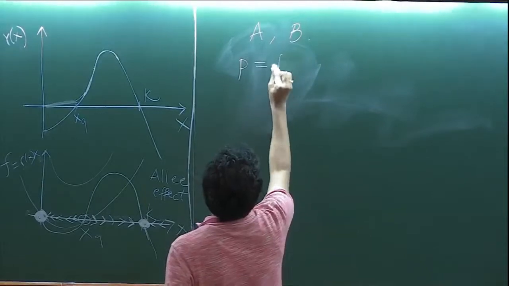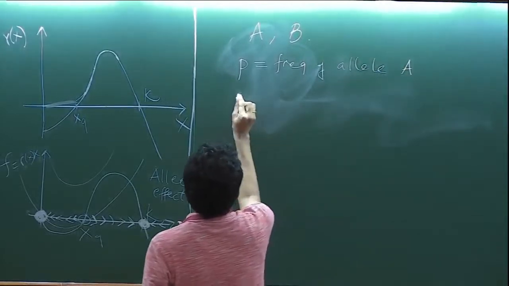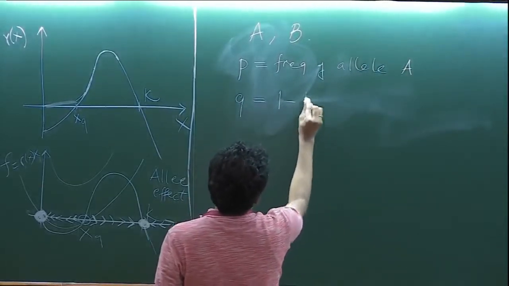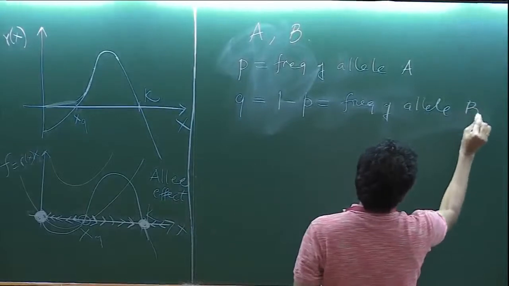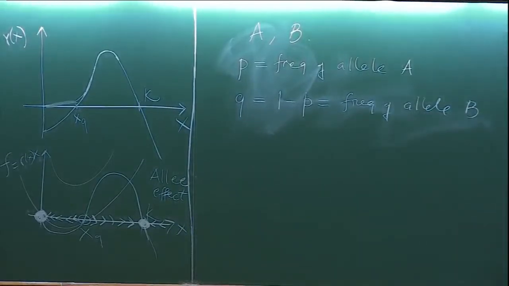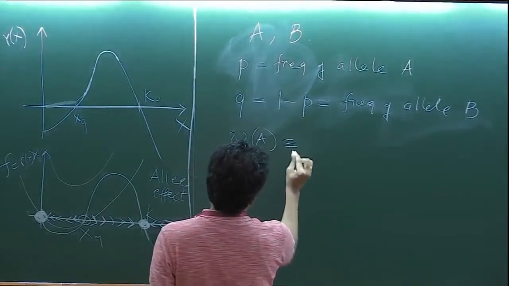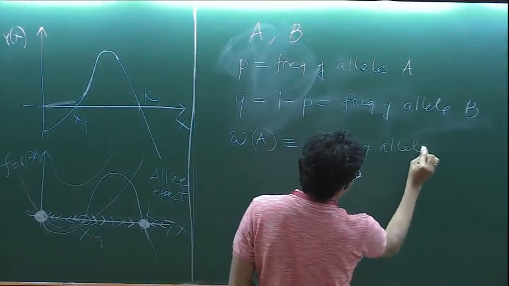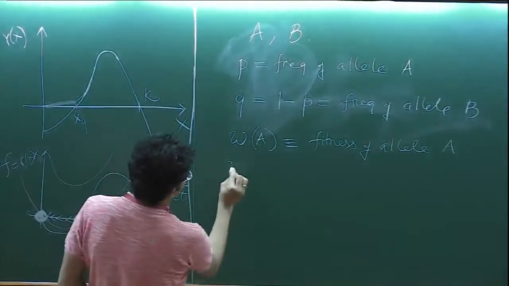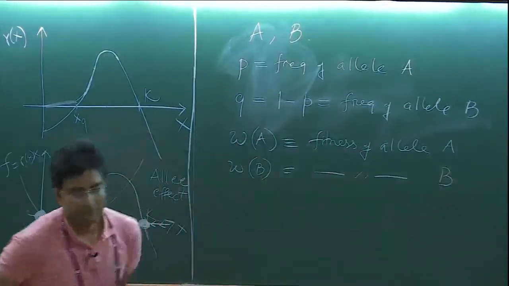Let's say that P is the frequency of allele A, and Q, which will be nothing but 1 minus P, is the frequency of allele B. Let us say that omega A represents the fitness of allele A and omega B is the fitness of allele B.